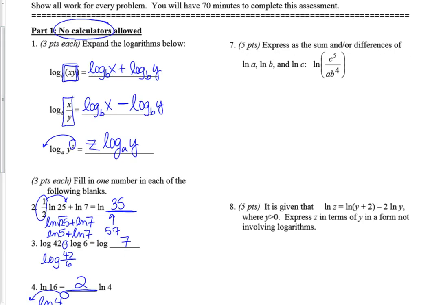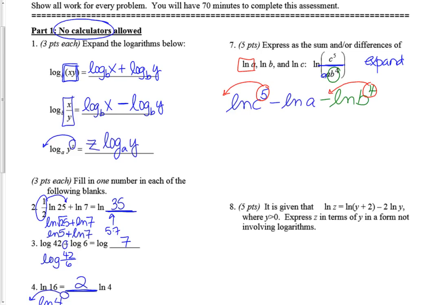Number 7 asks me to express as the sum and/or differences of ln of A, ln of B, and ln of C. In other words, to expand this problem as much as possible. So I have the ln of c to the 5th over ab to the 4th. Well, I'm going to start out with my ln of c to the 5th. Since I'm dividing by a, that means I would be subtracting the natural log of a. I'm also dividing by this b to the 4th, so I should also be subtracting the ln of b to the 4th. The last thing I can do, since I was just supposed to have the ln of a, b, and c, not to an exponent, would be to take my exponents and bring them out in front, realizing that each exponent only goes with its letter. So it's 5 ln of c minus the ln of a, because a didn't have an exponent, minus 4 ln of b. The coefficients can only go with the variable that had each power.